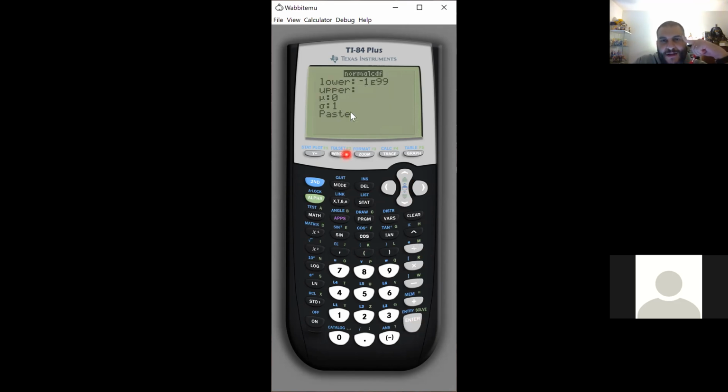If you look at my calculator, it's a newer calculator, so that's why it's prompting me to enter this. They typically call this the wizard, because essentially it's guiding you to tell it what the lower bound, the upper bound, your mu, and your sigma are. So for lower bound, we say it's negative 10 to the 10 power.